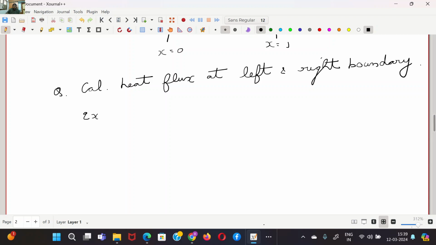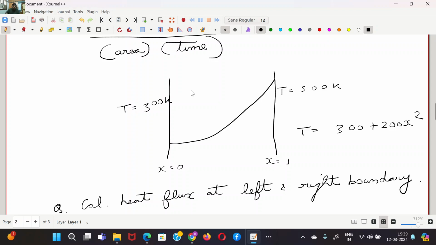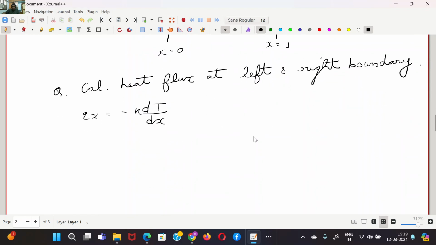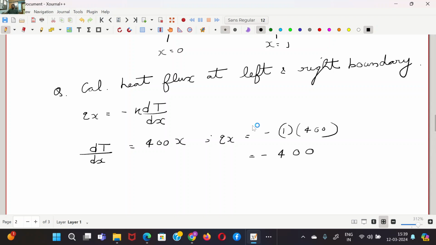So what is it? q is equal to minus k dT by dx. It's a 1D problem, so it's just dT by dx. Say k is equal to 1 for simplicity's sake. So what is dT by dx? It's 400x, right? dT by dx is 400x. Therefore, qx is equal to, with k equal to 1, minus 400x. Units, I don't care. Just an illustrative example.